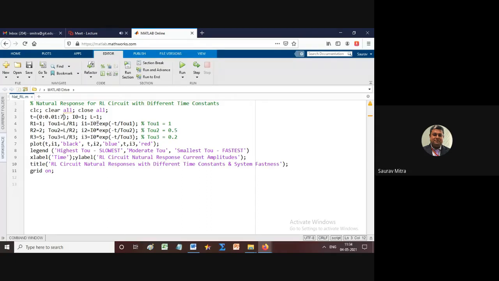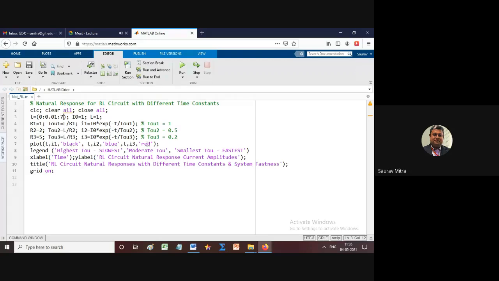So this is how I'm finding out the natural response of 3 different time constants. L is 1, R is 1, time constant is 1. L is 1, R is 2, tau is 0.5. And L is 1, R is 5, tau is 0.2. Okay. So in the third case, it is I3.